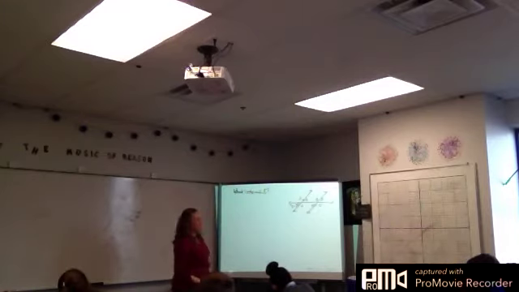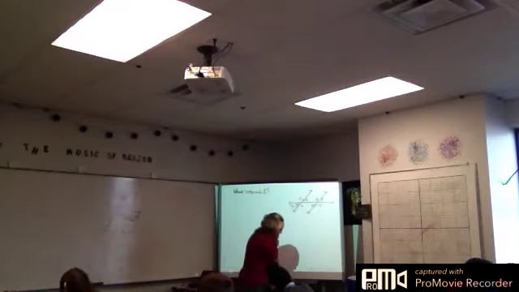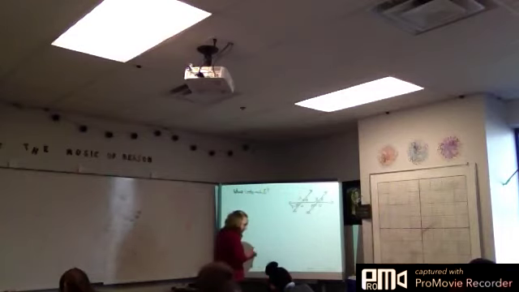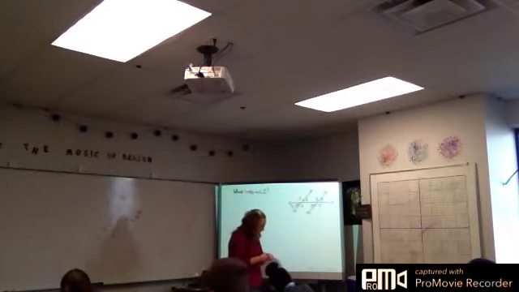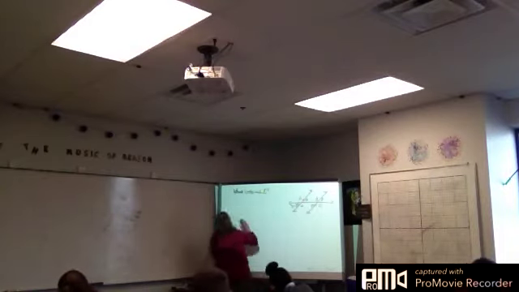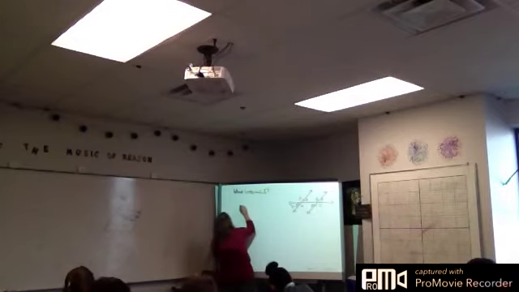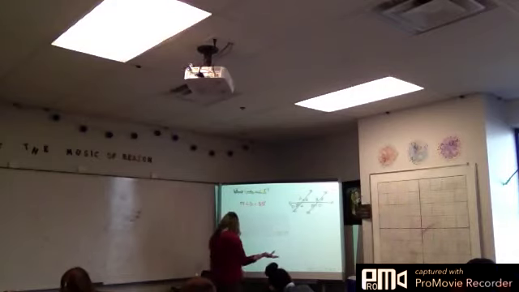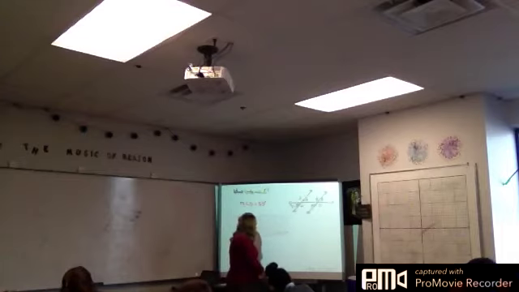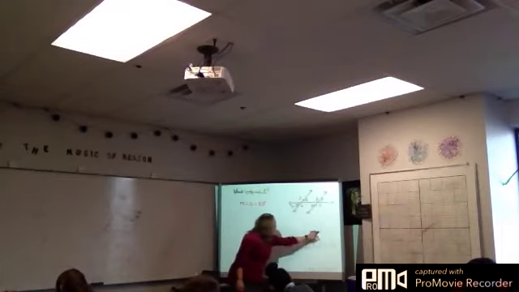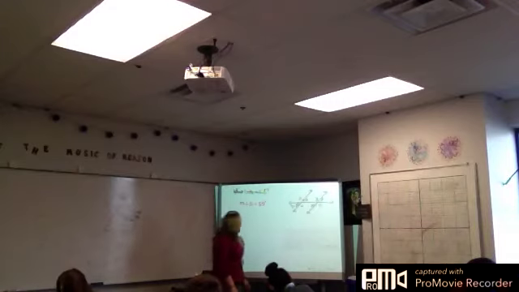How do I solve that? What do you know about this picture? What can we know automatically? D equals what? 35 degrees, okay. So we know that the measure of angle D equals 35 degrees, good.